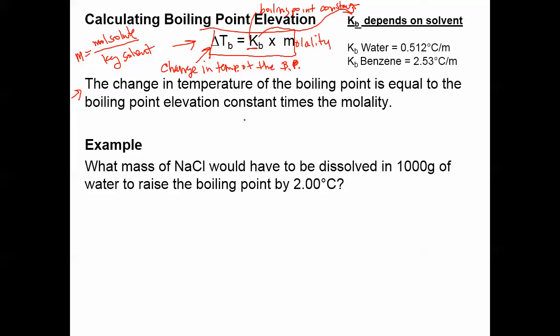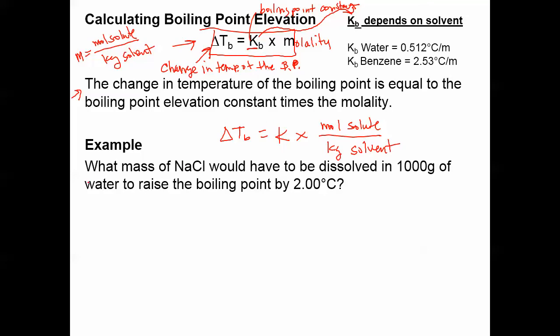Again, if you want to combine this and make a giant formula to incorporate molality and this idea, delta TB equals K times moles of solute over kilograms of solvent. So if you want to, you can use that together. If not, that's fine too.